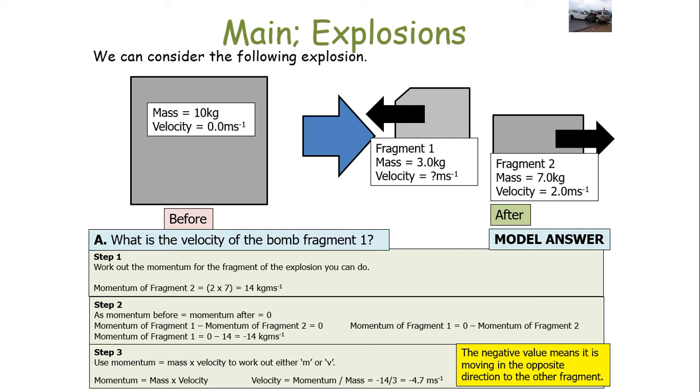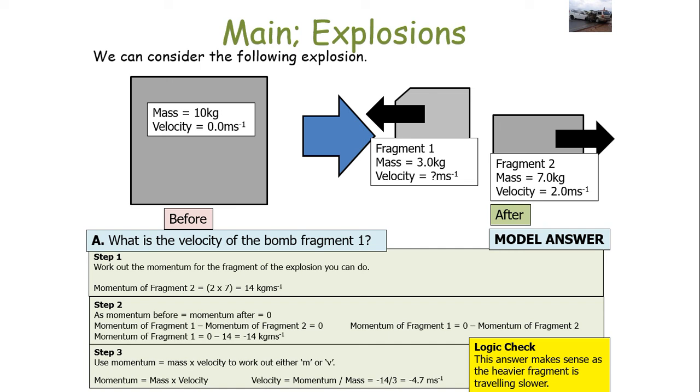So velocity, v, is equal to momentum over mass. We know the momentum is minus 14 and the mass is 3 kilograms. So it's minus 14 divided by 3, so we get minus 4.7 meters per second. Now the minus means it's moving in the opposite direction to fragment 2, which is indicated in the question.